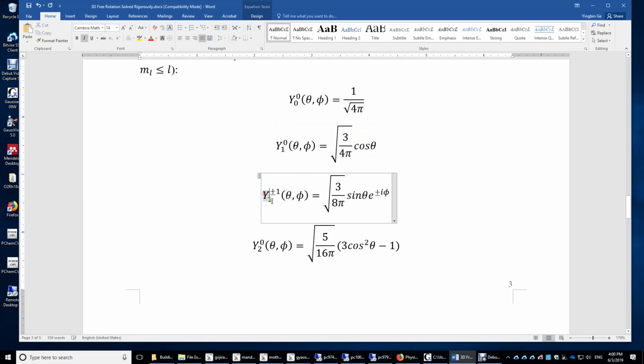And over here, Y1 sub plus minus 1, where 1 is the value of L, and plus minus 1 is the value of m sub L. You get this function, sine theta, times e to the power plus minus i phi. This is a complex function. This complex function is a linear combination of cosine phi and sine phi. So overall, here is the linear combination of x and y divided by r naught. So really, these two functions are simply the 2px and 2py atomic orbitals.